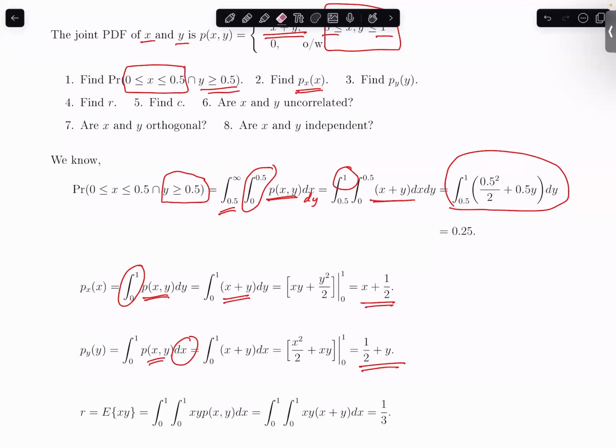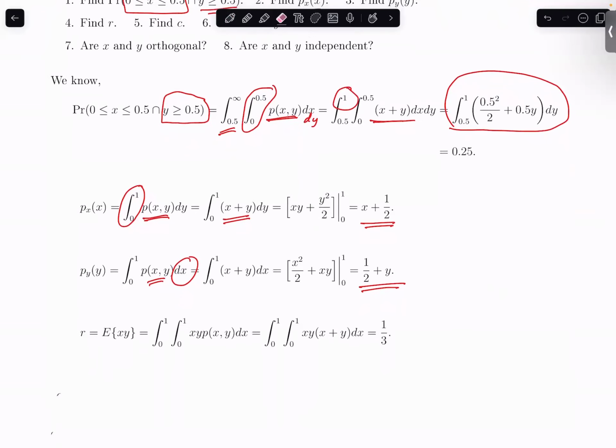Then we'd like to find the correlation between x and y. By definition, the correlation is the expected value of x times y. So to find expectation of this function, what we have to do is take that function, multiply that by the joint PDF between x and y, and then we have to integrate with respect to both x and y. And the range for x is 0 to 1, range for y is also 0 to 1. So evaluating this double integral, we get a third. That is our correlation between x and y.